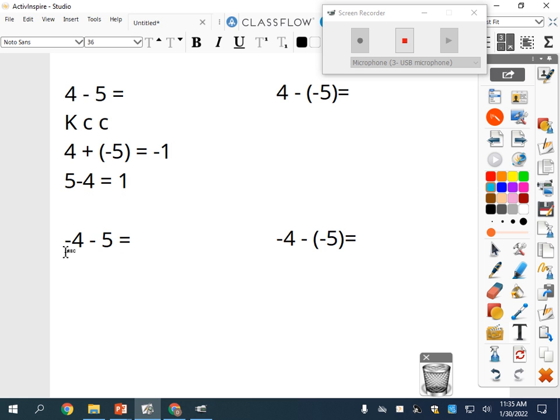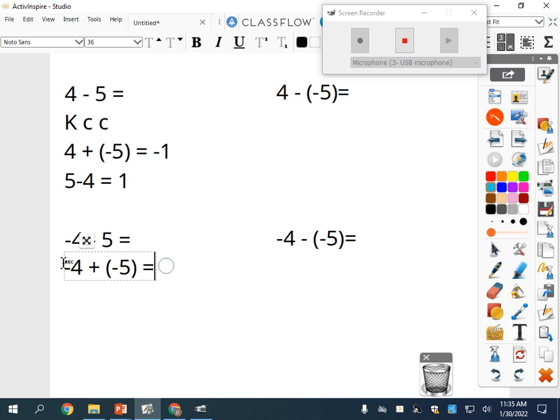Okay, so same thing here. Ready? Keep the first number the same. So it's still a -4. Change subtraction to addition and make the second number into its opposite. Well, it was +5, now it's -5.